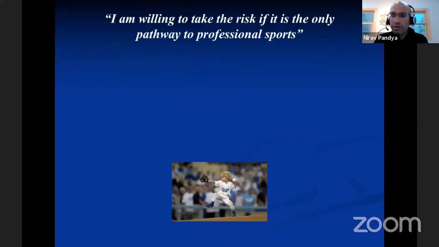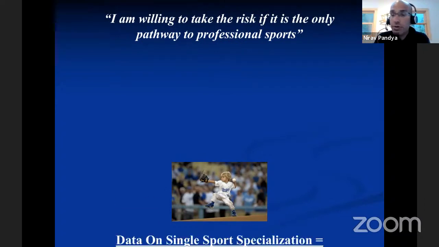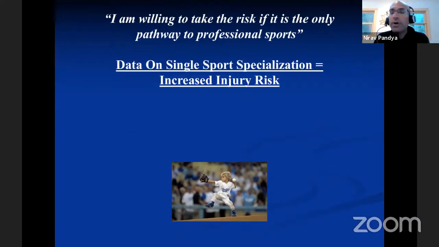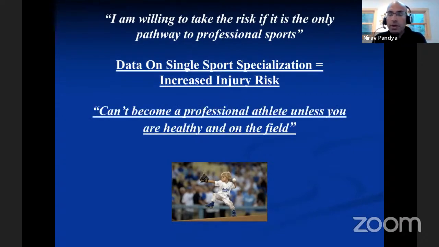Now, really quickly, before we talk about some general workup, we're still going to see a subset of parents who say, I'm willing to subject my child to overuse injuries so that they can get to professional sports. You're even still going to get some parents, and I think it's important to show this data as well. We know that single sport specialization, which can be a whole other talk, increases injury risk and burnout injuries and overuse injuries. And I like to tell individuals that you can't become a professional athlete unless you are healthy and on the field and preventing these overuse injuries.